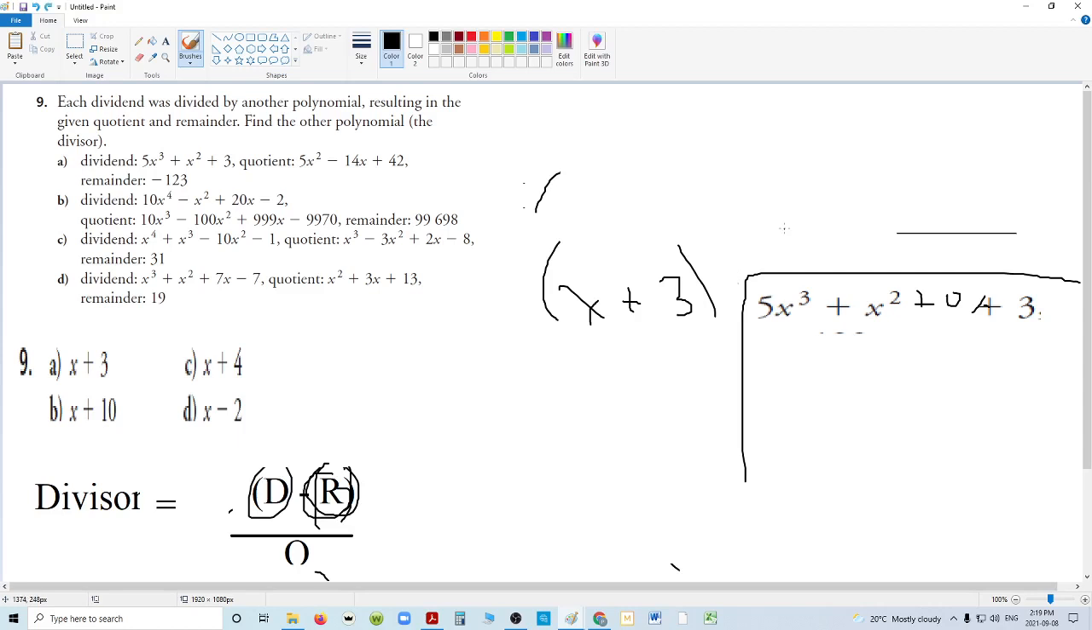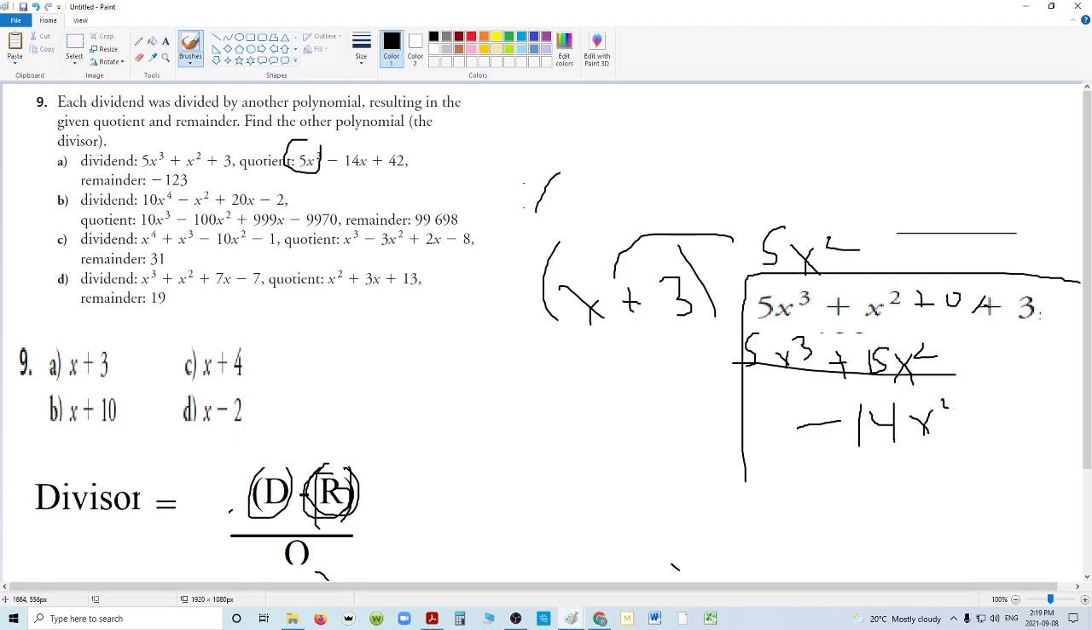So how did I get this? I get 5x squared. So far, so good. When I multiply it out, I get 5x cubed plus 15x squared. Good enough. When I subtract these, I get minus 14x squared. Now I bring down my 0x. My next number is minus 14, what I do to create a minus 14x.